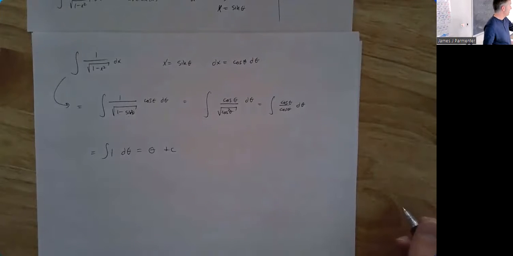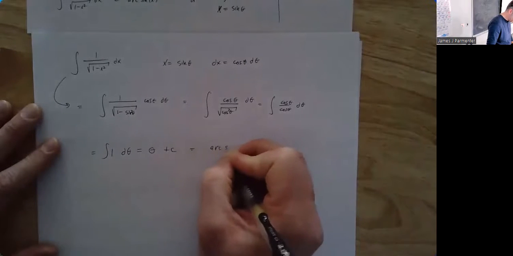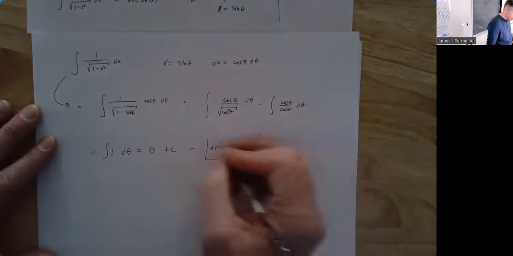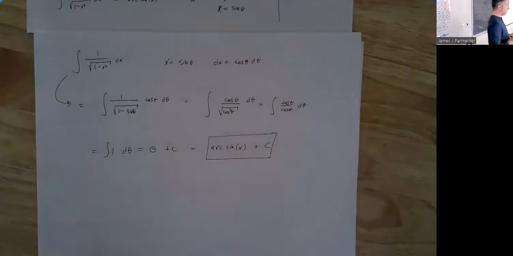Well, x is equal to sine theta, and theta would be arcsine of x. Exactly. Which actually brings up a good point. If theta on its own shows up in your answer, you need to write it as the arc trig function of whatever, or whatever trig function you use, it's the arc trig function of x.